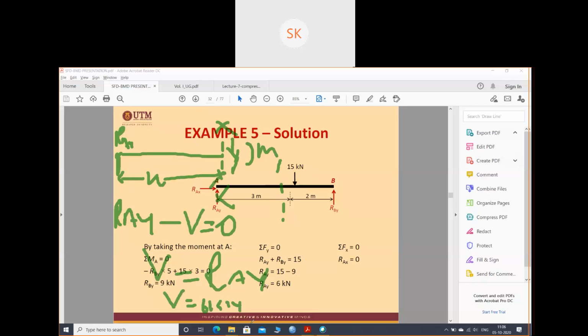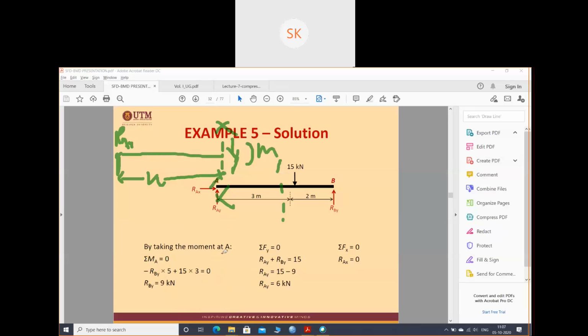Clear? Now clear? This part is clear, how I got V is equal to 6. Those who will say yes to me, then I'll move forward. So V part is clear. So for the first condition, we have found the V value, which is 6 kilonewtons.